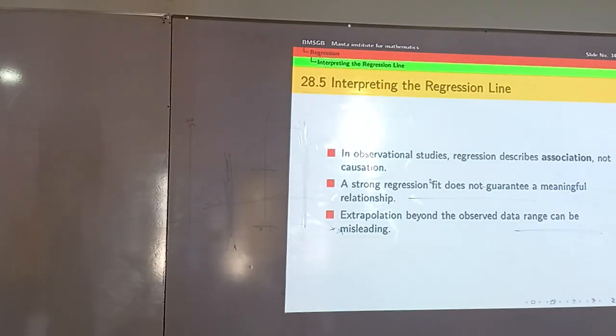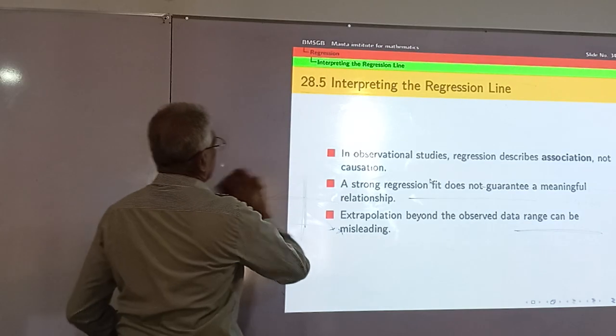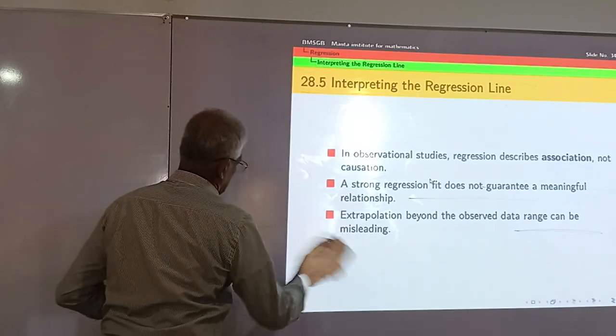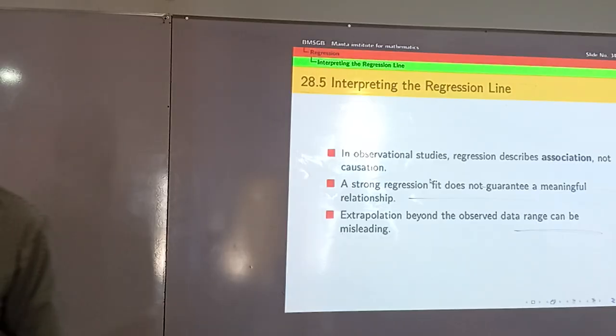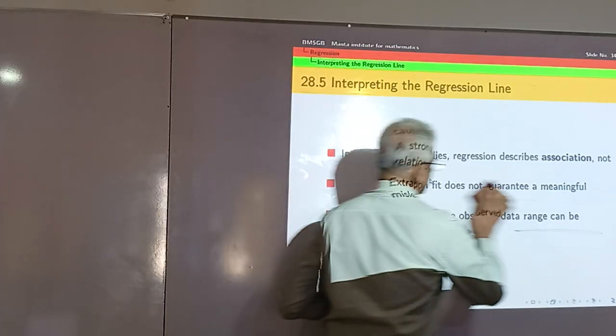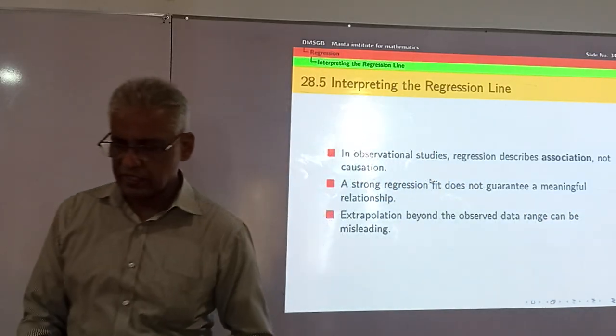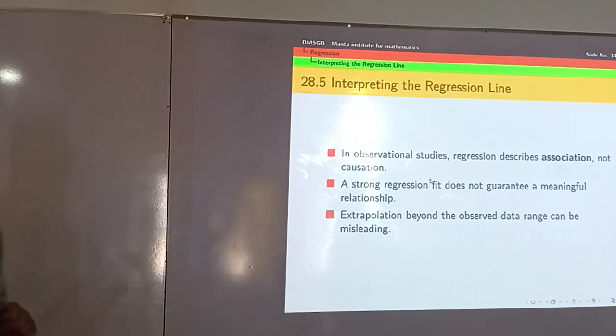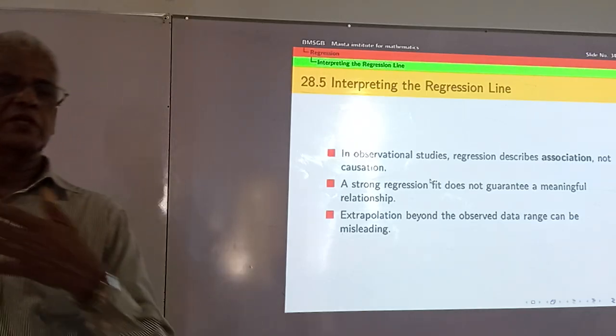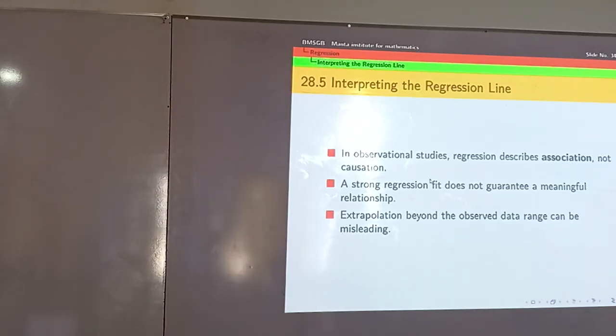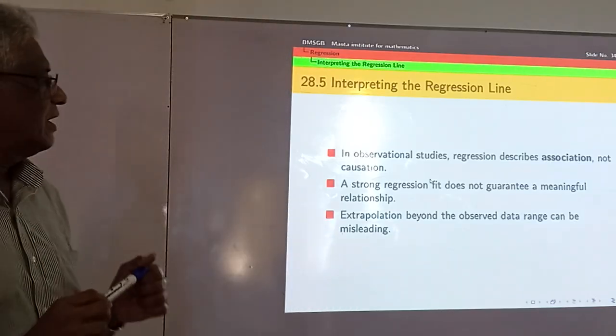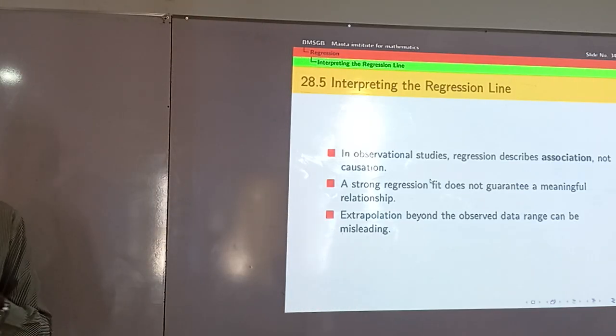So these are some general things that you already know. Regression can be applied for observational studies, and that's where we usually apply it. Even if there is a very strong regression line, there are methods to find out how good the fit is, something called a goodness of fit test. But even if the fitness of the fitted model is very good, it does not say that there is actually a causation between x and y.